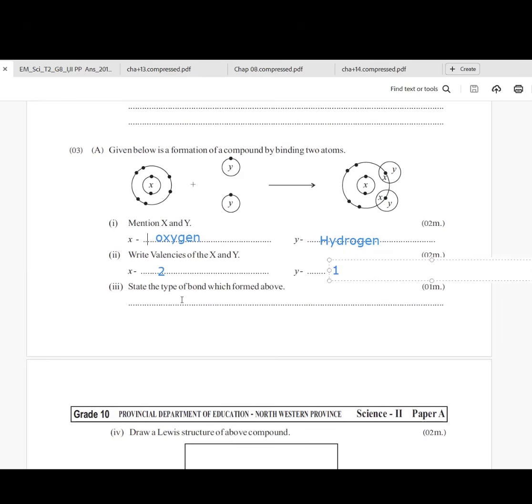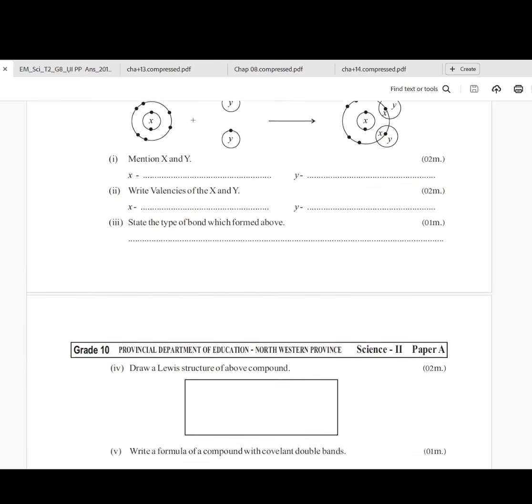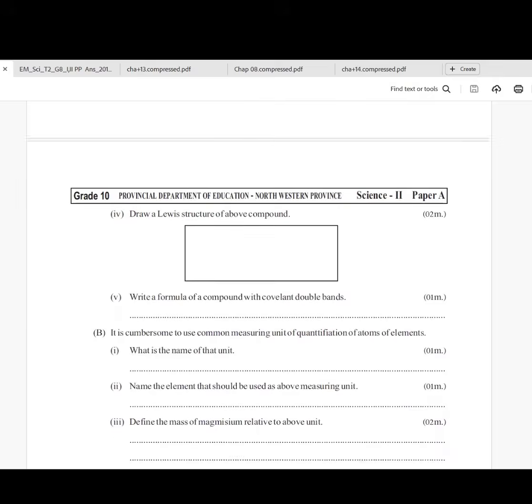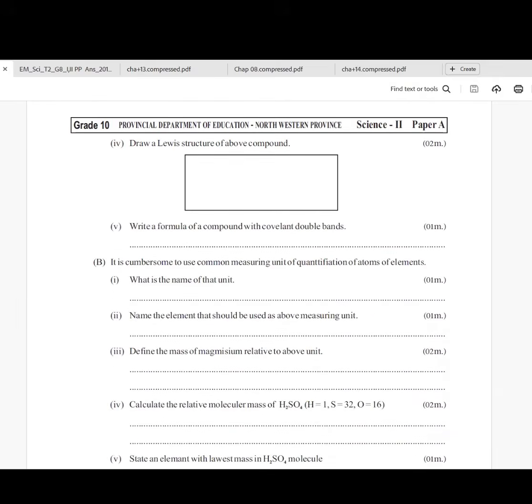State the type of bond which is formed above. It's a covalent bond. By sharing electrons, they have made a covalent bond. Draw a Lewis structure of the above compound. You have to draw the Lewis structure of H2O.